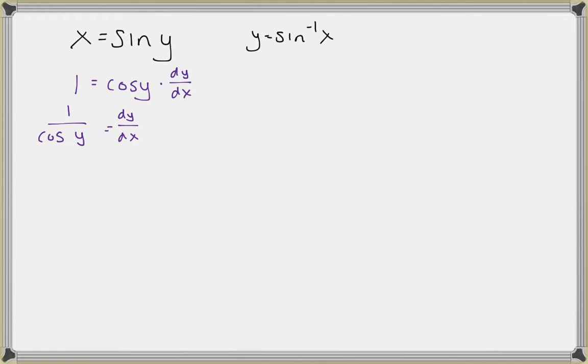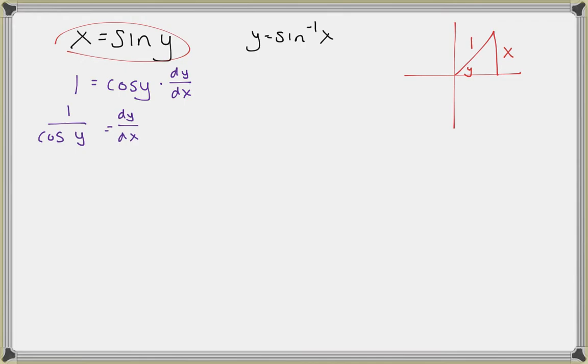Well, that's great, but it'd be nice if it had x's in it instead of y's. So what I'm going to do is draw up a picture of this relationship. If I have an angle, that's y, because that y is inside of a sine, it should be an angle, and the sine of that y angle is x. Well, sine is opposite over hypotenuse, so that means opposite would be x and hypotenuse would be 1. X over 1 is x. So in this picture, the sine of y is x. So this is a picture of that original equation.